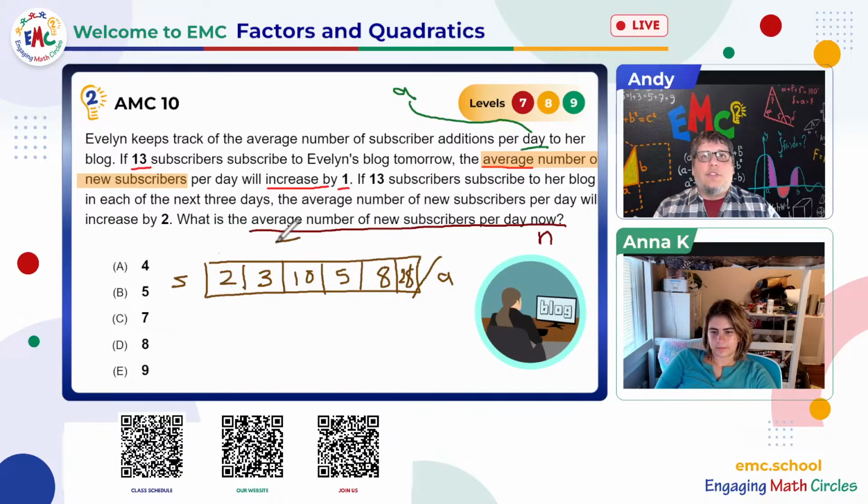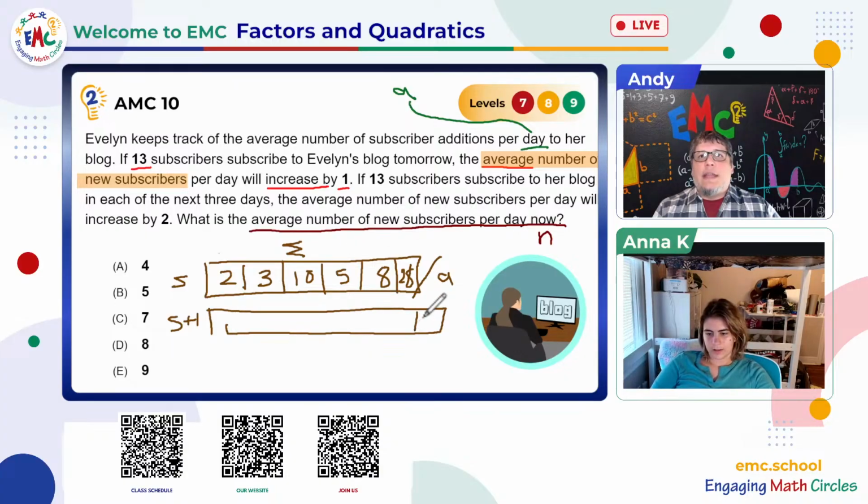Okay, so we're going to sum these up, and that's a sigma. Add these up, divide by A. Now if it's the next day, plus 13, we know that we're adding 13, and A will be plus 1. And we're dividing by A plus 1.